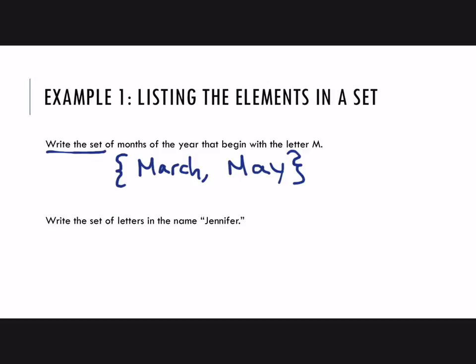Write the set of letters in the name Jennifer. Okay, so we have a J, an E, two N's, but we only list that once, an I, an F, we've already done E, and an R.